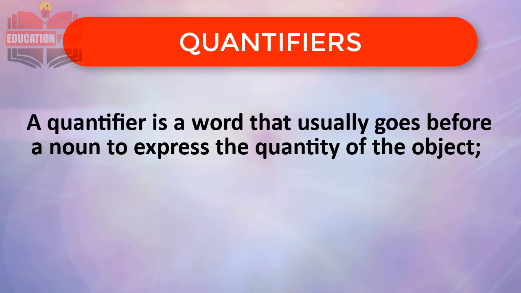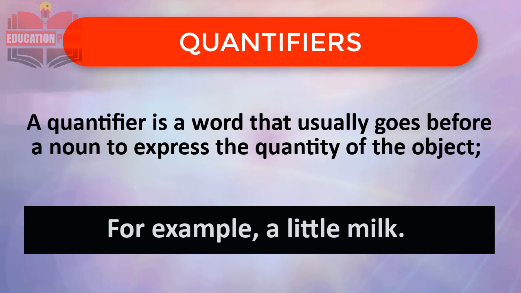Quantifiers. Talking about quantifiers, these are words that usually go before a noun to express the quantity of the object. As the name suggests, these are quantifiers which quantify the noun or any other word for that matter, but usually it goes before a noun, right? So it tells you about the quantity of the object. For example, a little milk, okay, thoda sa doodh. So here the quantifier is a little, right?